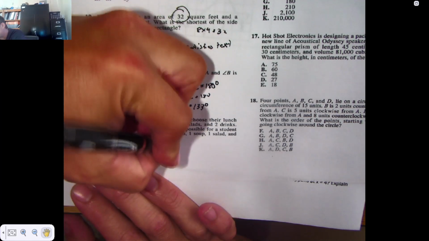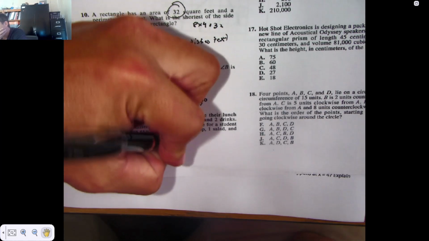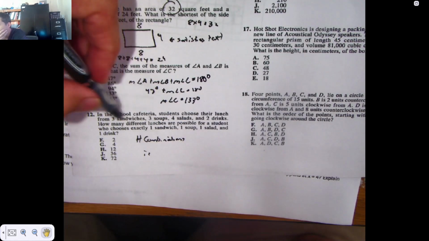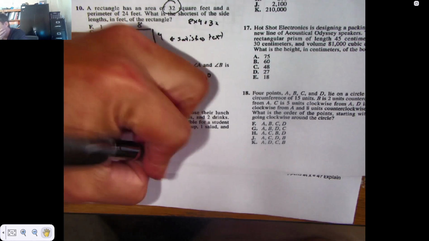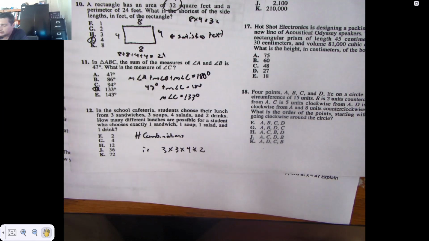So the number of combinations here, we actually do learn this stuff towards the end of the year, is quite simply to multiply all the numbers together. 3 times 3 times 4 times 2. And I think that gets you to 72.